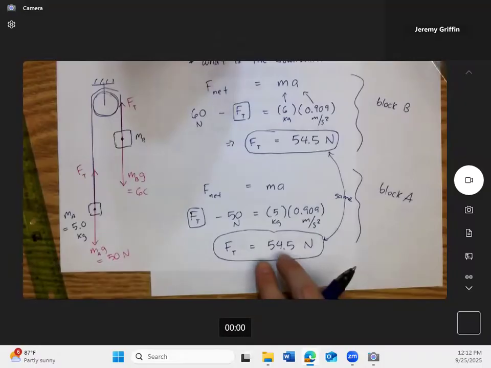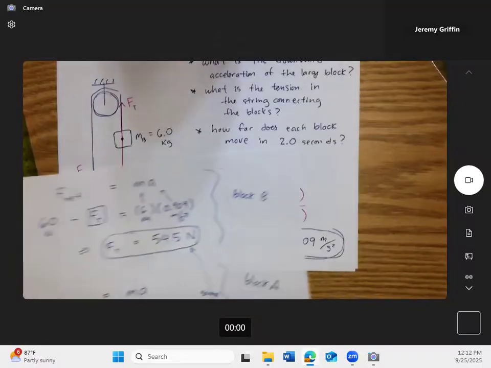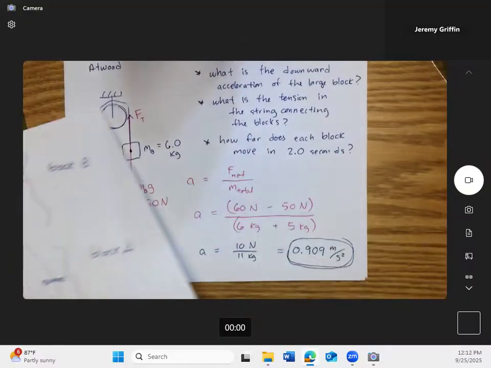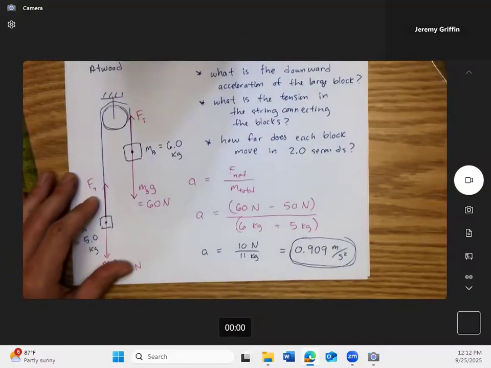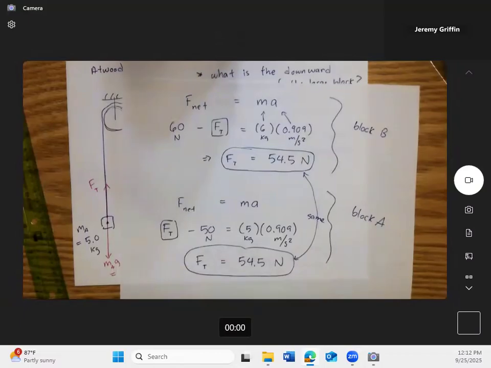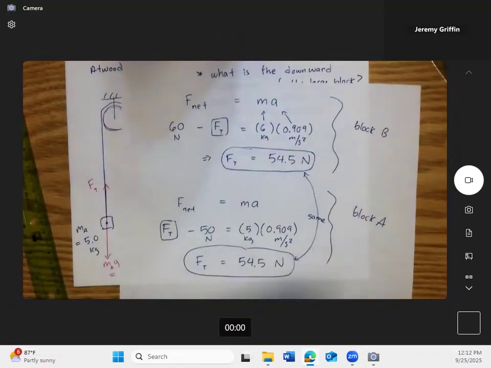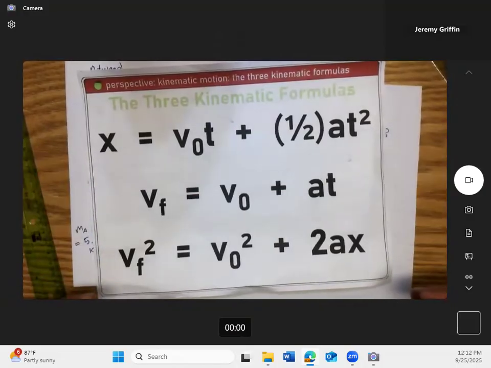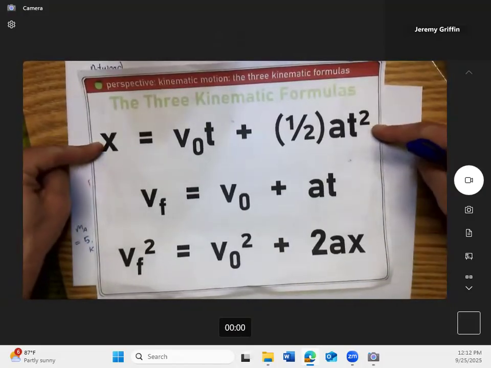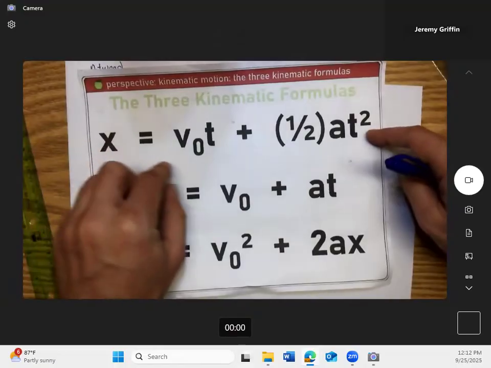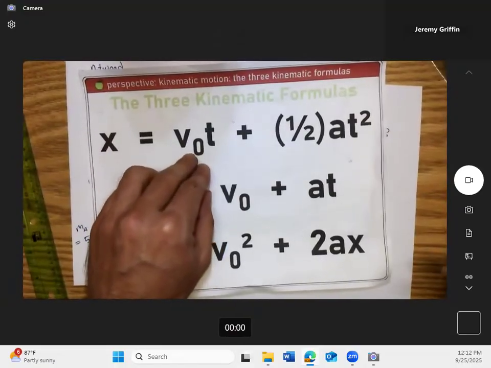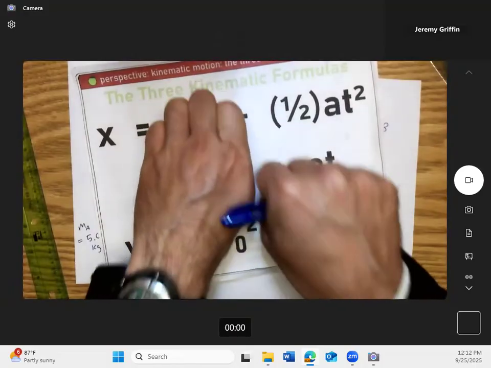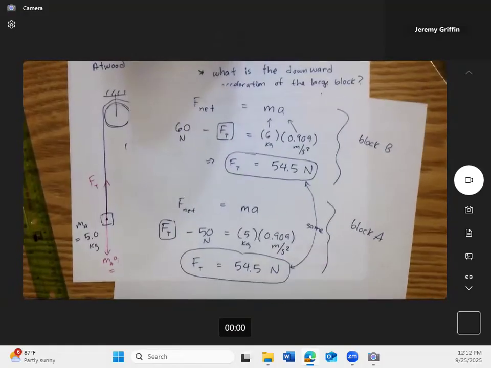Last follow-up question I asked was, how far does each block move in 2 seconds? Now, one's moving up, one's moving down, but they would be the same distance, right? And to answer a question like, how far does something move as a function of time, that sounds like a job for which one of these equations? First one, that's it. Can we say it starts at rest? Is that a reasonable assumption? Starts at rest? That gives us the college equation.